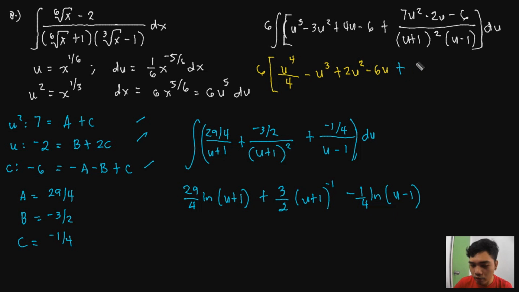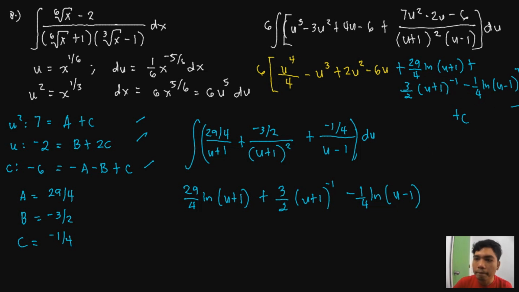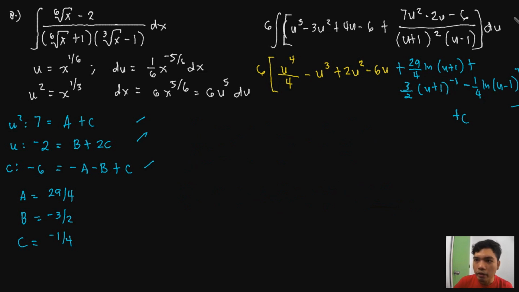So the answers for this would be equal to plus all of this. Okay, do I have to write it pa? So okay, sulat na natin 29 over 4 ln of u plus 1, then plus 3 halves, I think that's u plus 1 raised to negative 1, and then minus 1/4 ln of u minus 1 plus c, close bracket with 6. Okay. So, yan na yun. And then, finally, the last step would be that you have to substitute all of these to your original variable. So, that is x, diba?